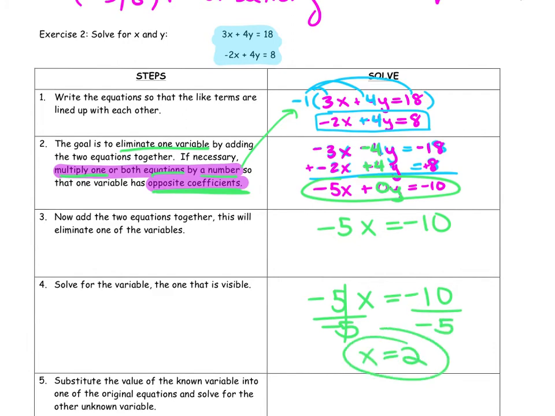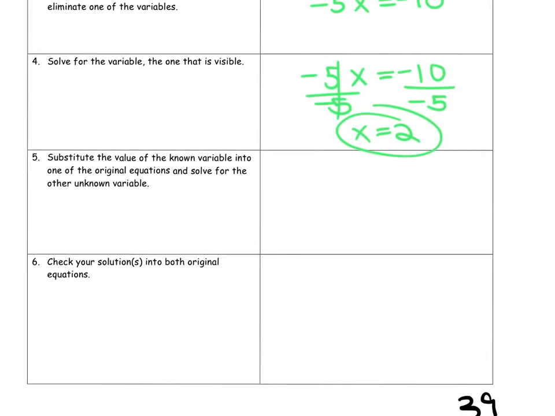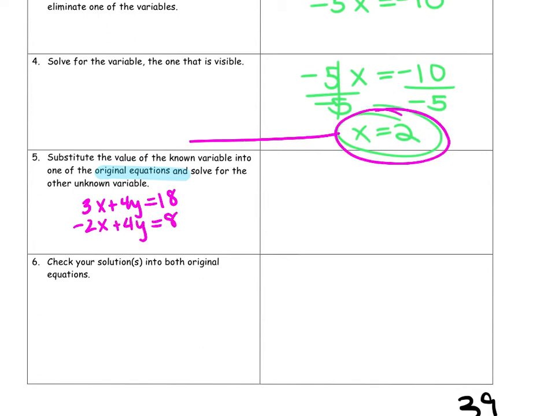Okay, the next piece is now substitute the value of the known variable into one of the equations. Does it matter which equation? Does not. So let me just write both equations again. We had 3x plus 4y equals 18, and we had negative 2x plus 4y equals 8. So you're going to plug x into one of these. It doesn't matter whether you plug it in the top or the bottom.